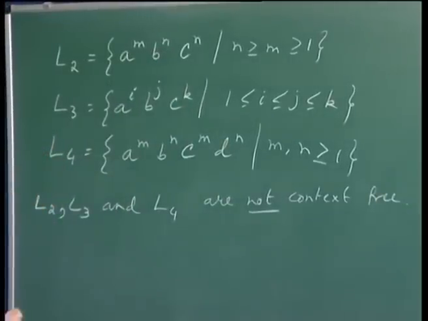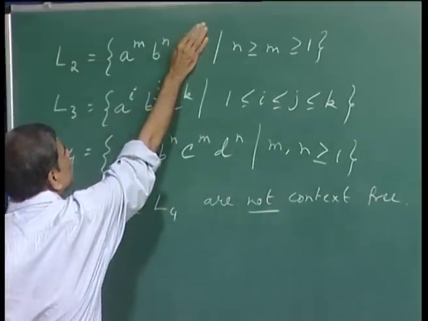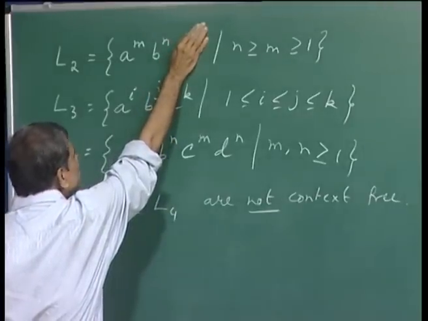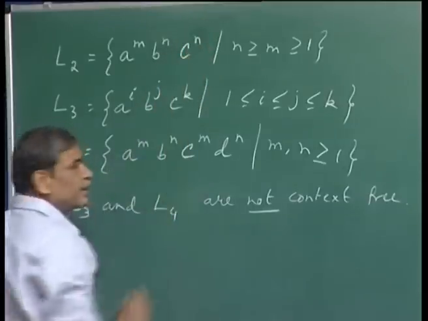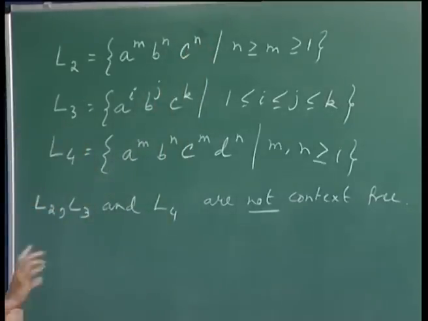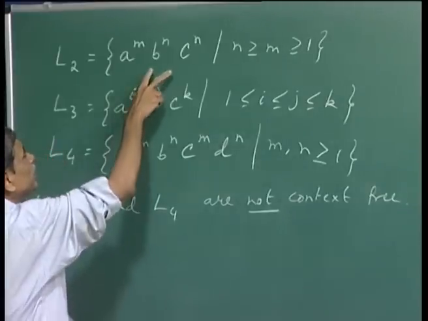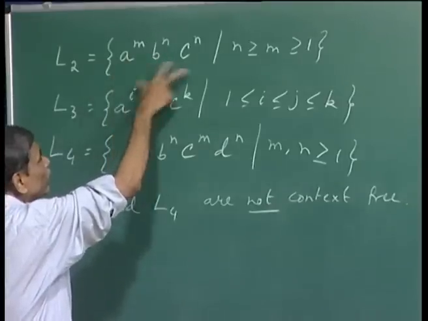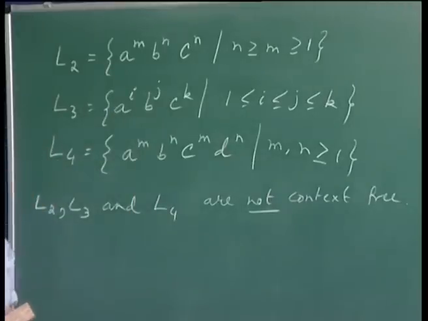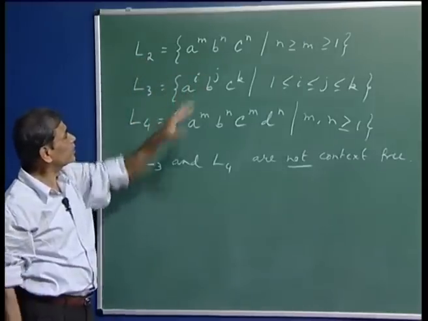Now, if we remove this, then it will be a context free language, but adding this is the problem. What you will see later when we discuss the machine version is that it is easy to ensure this or this, but together it will not be possible to ensure both these constraints at the same time.